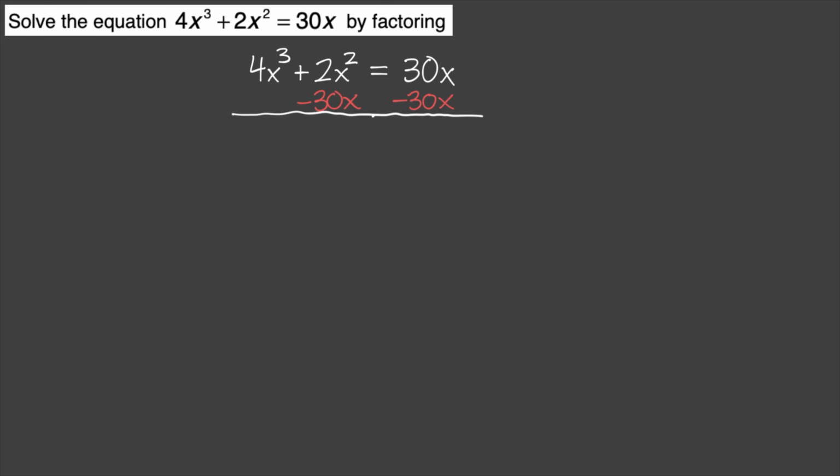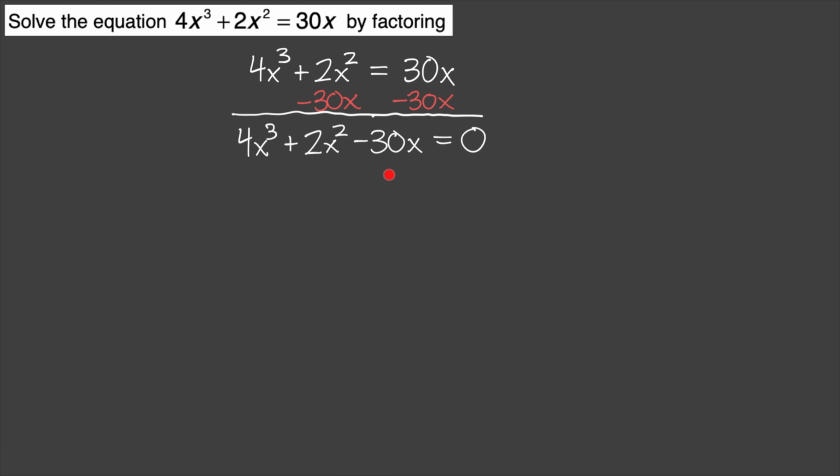So on the left side, we want to write our expression in standard form with the highest exponent of x first. So in this case, we want to write the 4x cubed first. So we have 4x cubed, and then the next highest exponent is 2x squared minus 30x equals 0. All right, so what's the first step for any factoring problem? We want to take out the greatest common factor.